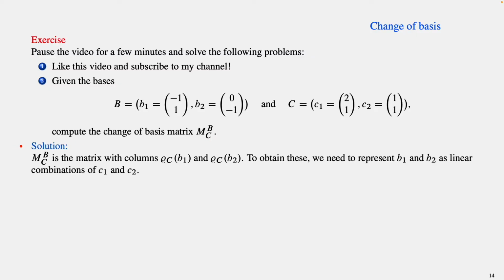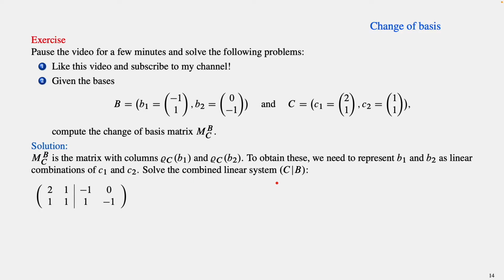So I hope you gave that a try. And for the solution, recall that the change of basis matrix M_BC is the matrix with columns [B1]_C and [B2]_C. That is, B1 and B2 being expressed as linear combinations of C1 and C2, and those coefficients written in a vector. And to obtain these two representations, we need to find out how we can write B1 and B2 as linear combinations of C1 and C2.